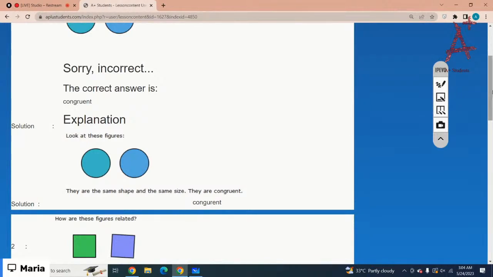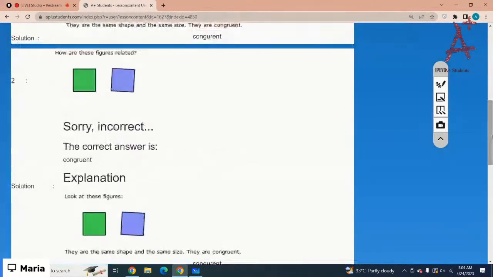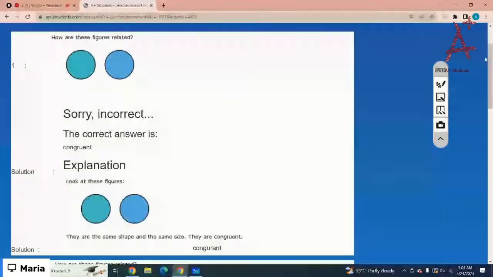Okay, the next one is, how are these figures related? Again, they are congruent because they are the same shape and same size. Let's just start with the test questions.